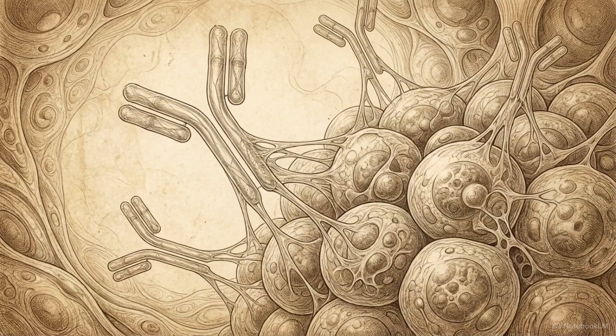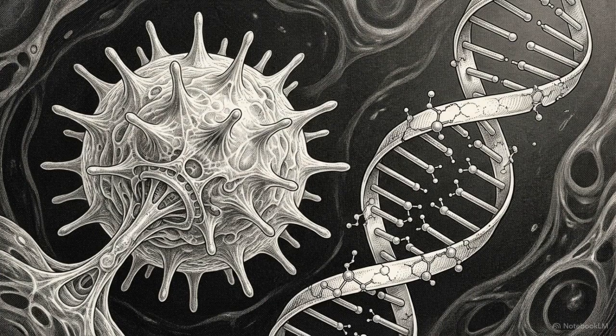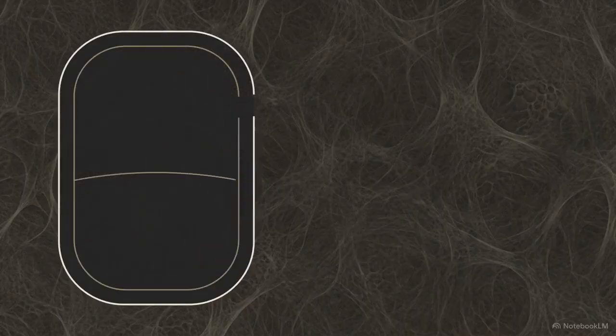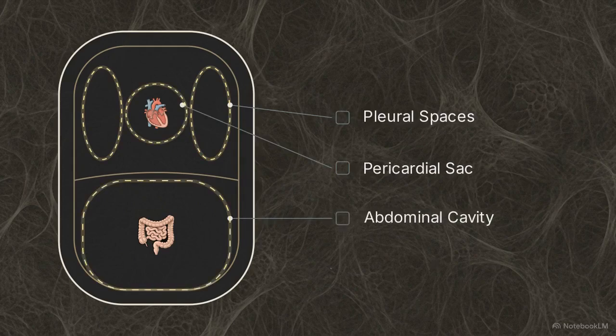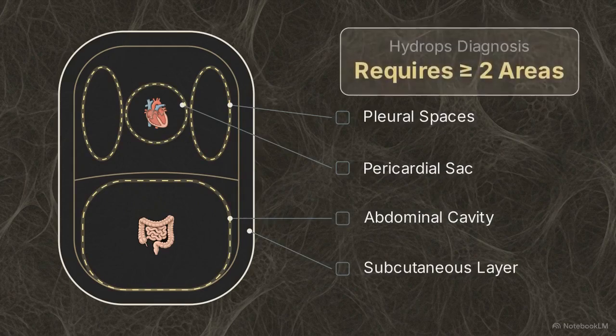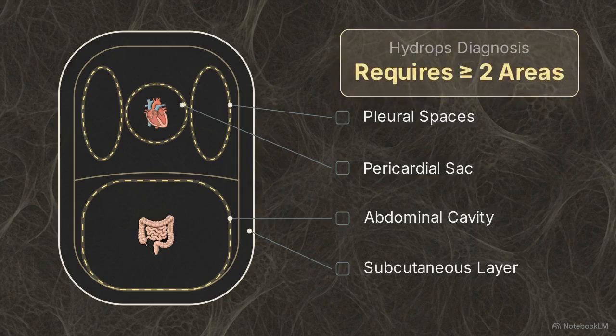The mechanistic triggers for this state are divided into two categories: immune causes, primarily from Rh sensitization in a prior pregnancy, and non-immune causes, including severe viral infections or alpha thalassemia. This cross-section of a fetal torso illustrates the strict diagnostic criteria for hydrops. The diagnosis requires the physical presence of 2 or more abnormal fluid collections in the body.